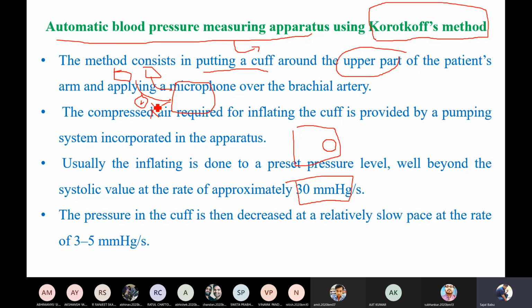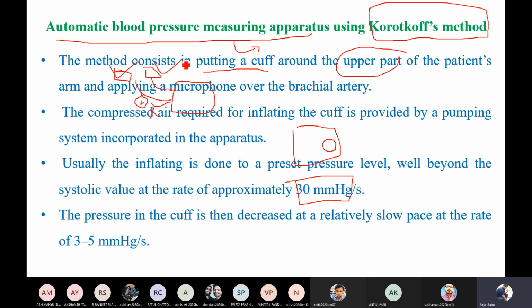Once the pump gets turned off, the controller starts reading the values from the pressure sensor and from the microphone. So now the task of the microcontroller, which is inside your digital manometer, is to read the values both from the pressure sensor and from the microphone. Because the doctor also does the same, right?